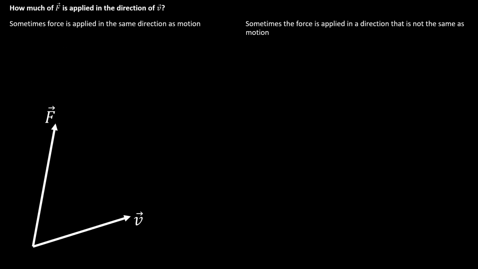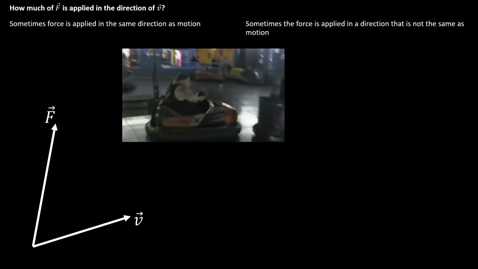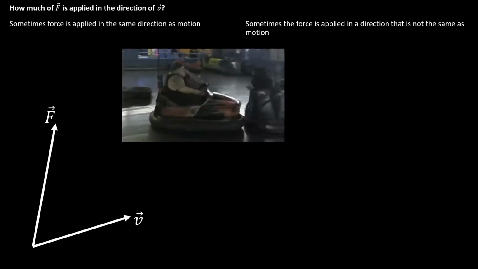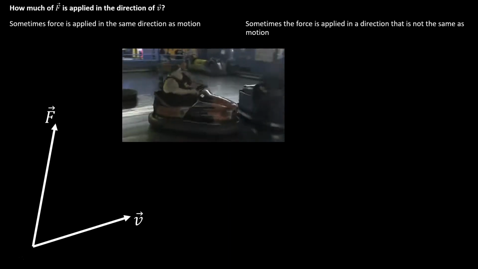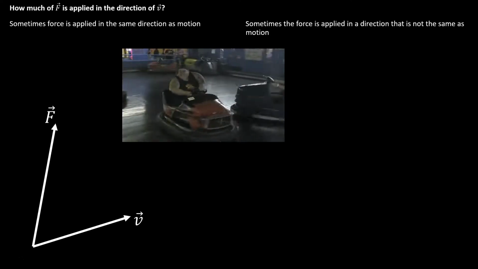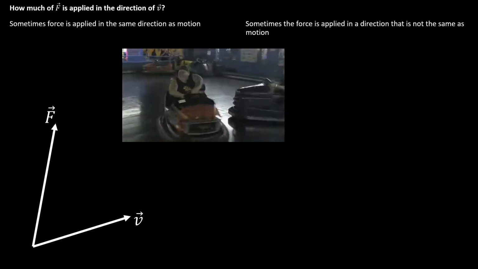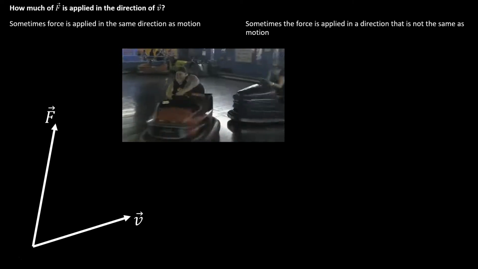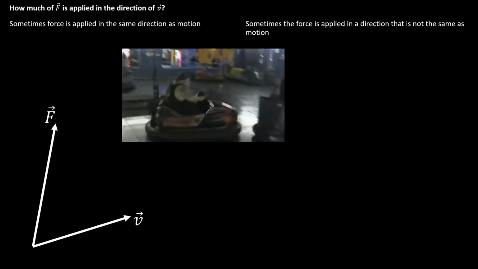Sometimes a force is applied in the exact same direction as the object that's moving. That's a very simple case. But sometimes it's not. That can happen in 2 dimensions, like we see here. We have cars that can move on a plane. One car is bashing into another, and it's causing movement in a direction different than the force that was applied.